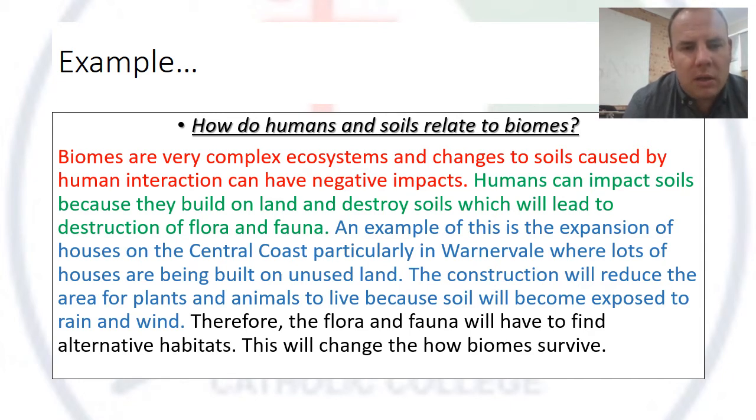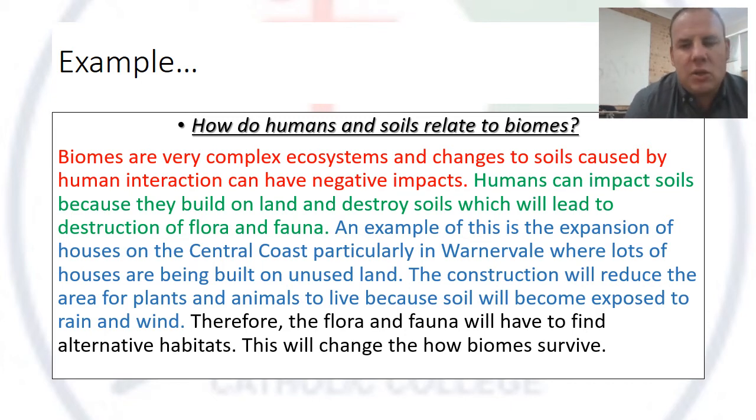So here we go. The first sentence is my topic sentence. Biomes are very complex ecosystems, and changes to soils caused by human interaction can have negative impacts. That's what an introduction sentence looks like. That's what I'm doing. I'm literally answering a question, but very briefly. The next green is an explanation sentence. Humans can impact soils because they build on land and destroy soils, which will lead to destruction of flora and fauna. So there you go. I'm starting to explain myself a bit more. Still not fully there yet.